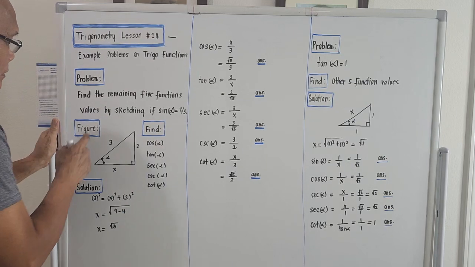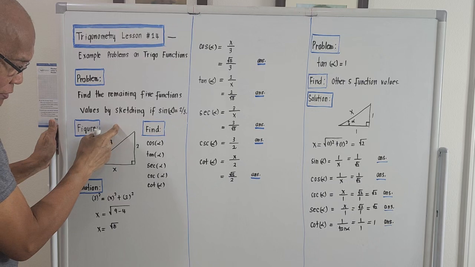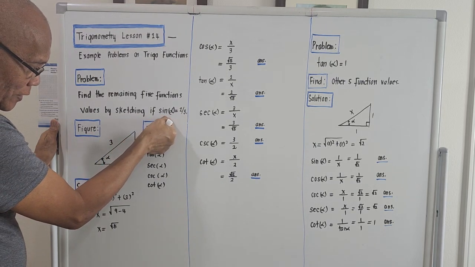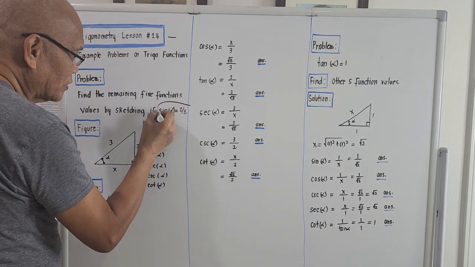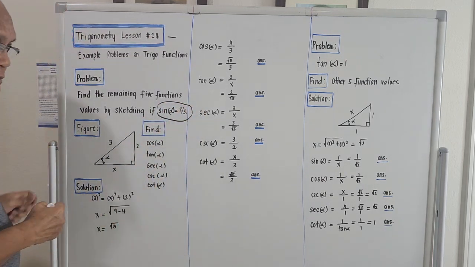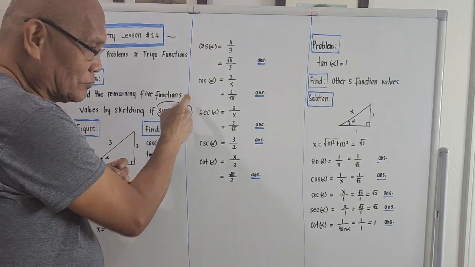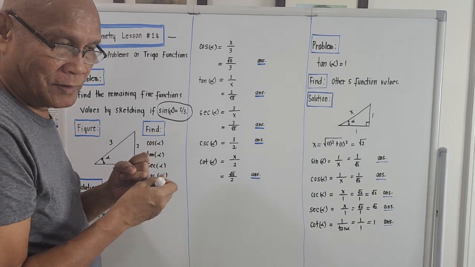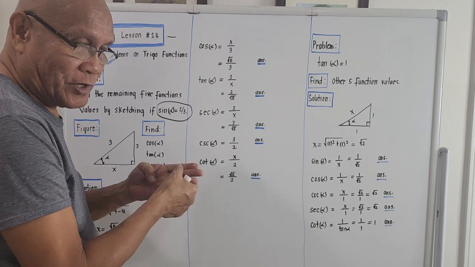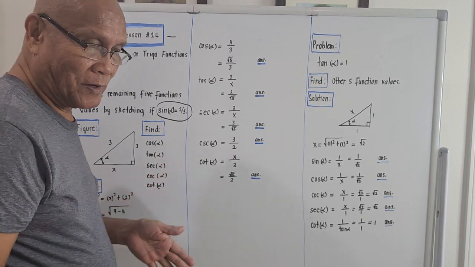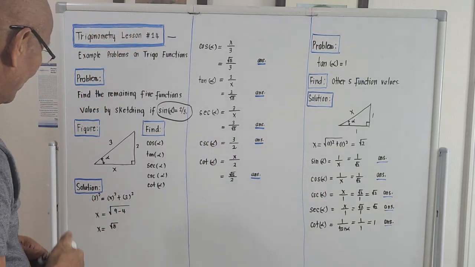Example number 1. Find the remaining 5 function values by sketching if the value of sine of alpha is 2/3. So the problem is asking what will be cosine of alpha, tangent of alpha, cotangent of alpha, cosecant of alpha, and secant of alpha, the value of the 5 other functions, if the value of sine of alpha is 2/3. Okay, let's proceed with the solution.